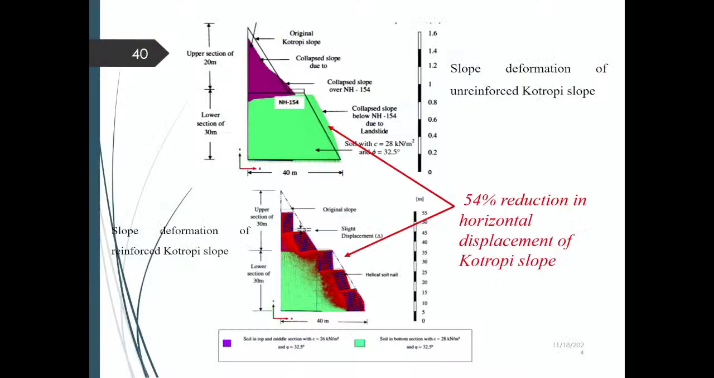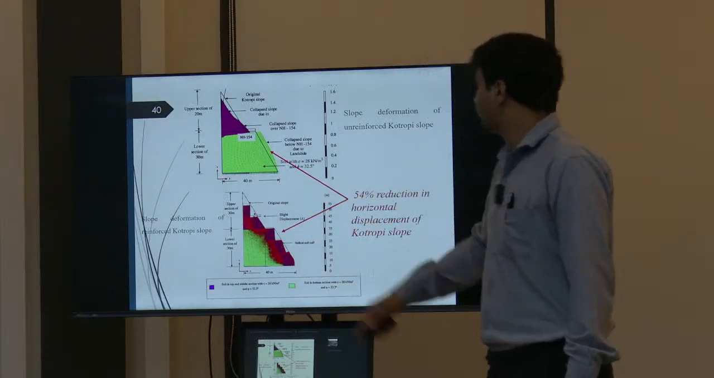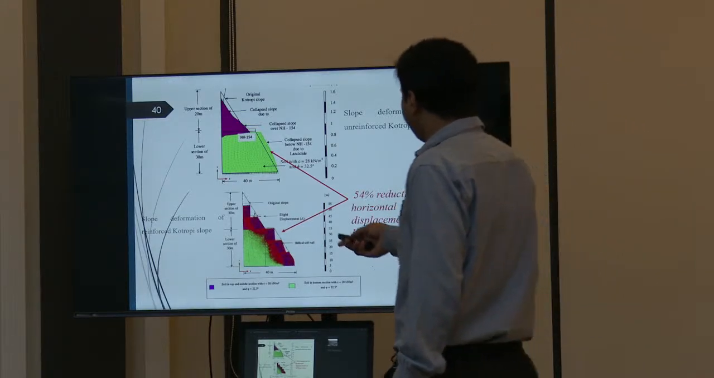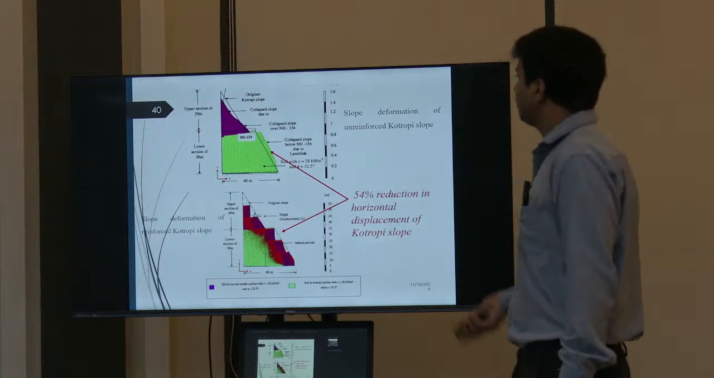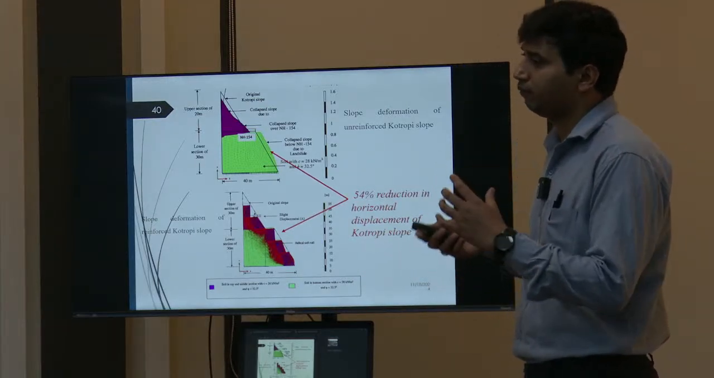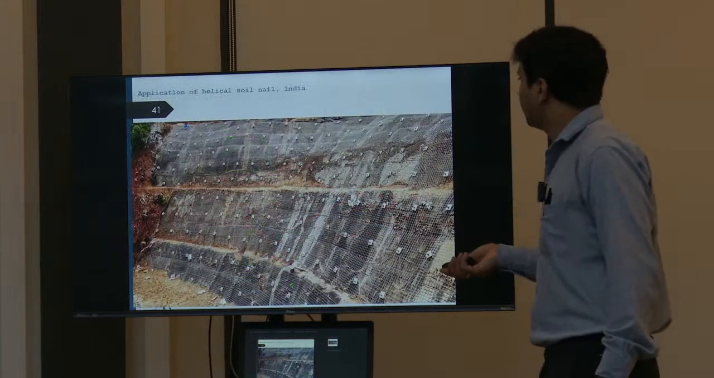Also, we found that when we analyzed the slope unreinforced, or without nail, the displacement was reported 54% more than the slope with a nail. So if you see, 54% of the displacement was stopped by using this nail.